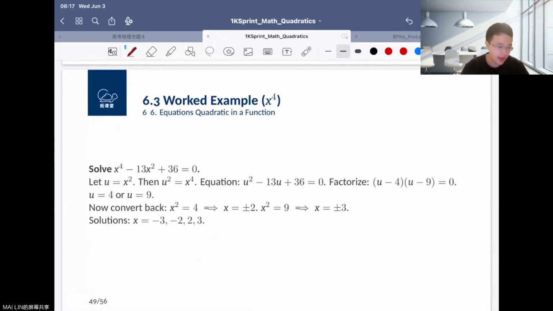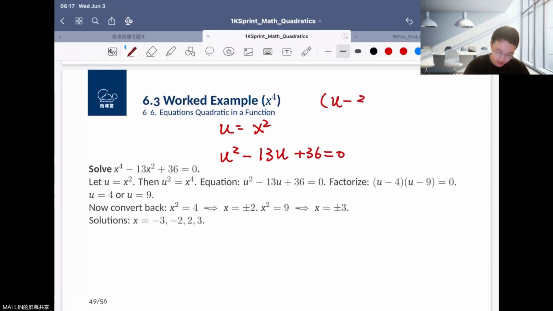Like here, solving x to the power of 4 minus 13x squared plus 36 equals 0. You can first let u be x squared, right? Then it can be written as u squared minus 13u plus 36 equals 0. Then you can factorise it as u minus 4 and u minus 9 equals 0. So we have x squared equals 4 or x squared equals 9. Please remember that the solution is not 4 and 9, because these are just the u solutions. You have to finally solve for x, right?